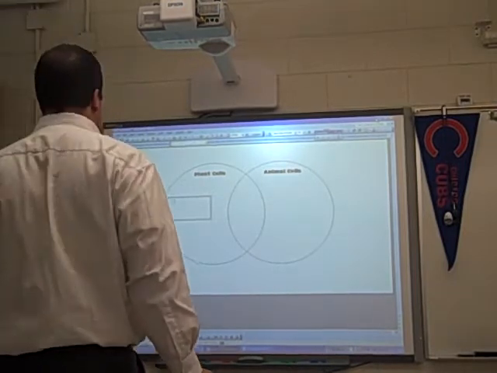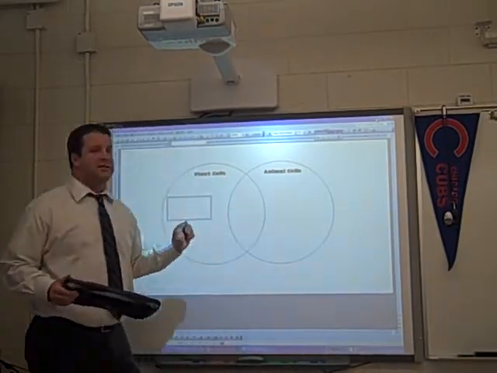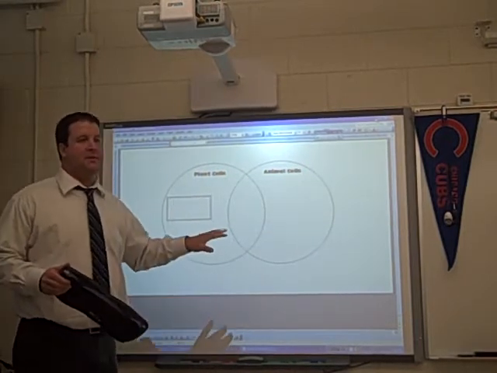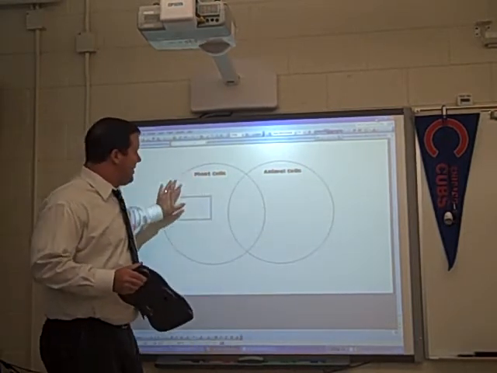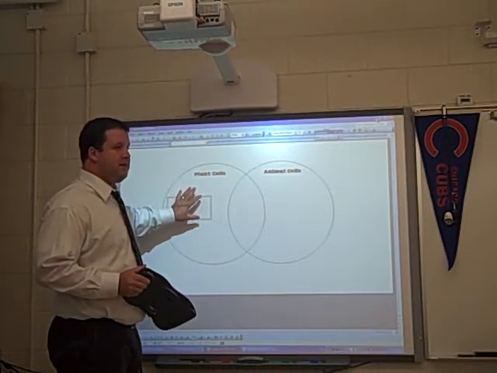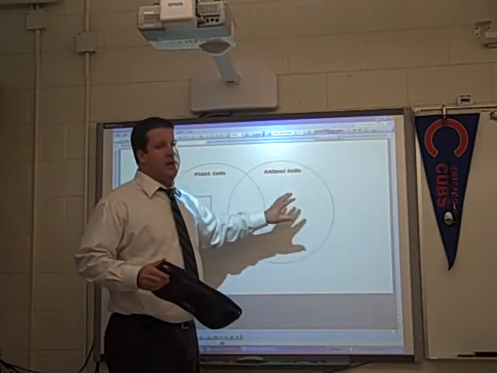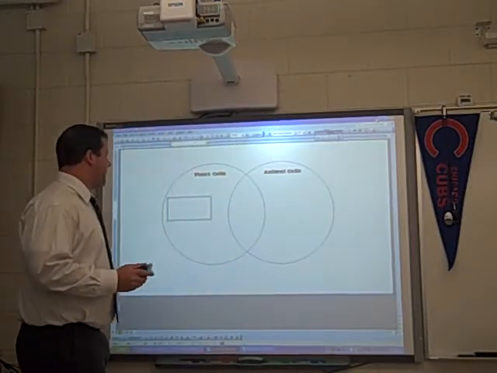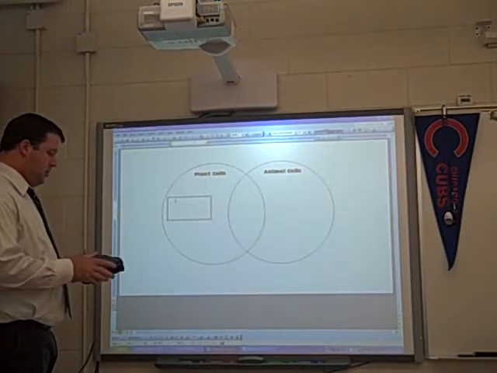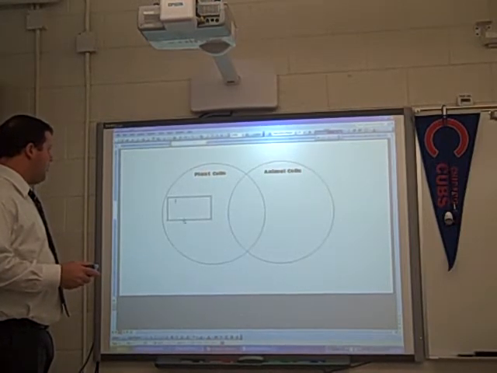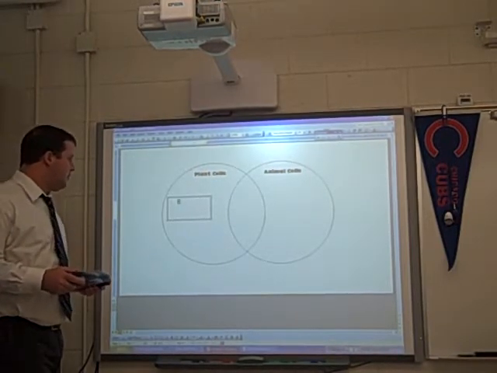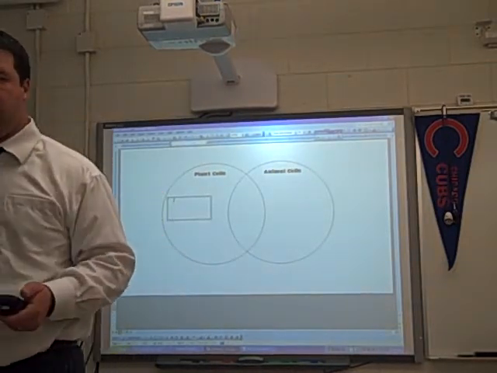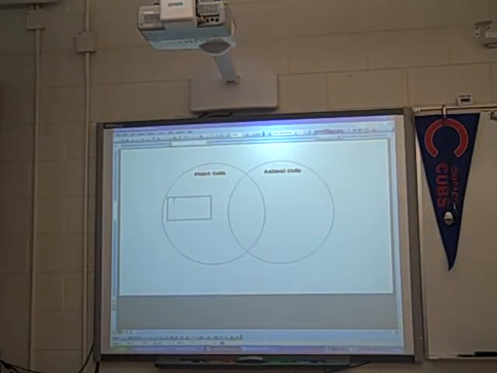Up here we have plant cell and we have animal cell. What's something that we can put in the Venn diagram for plant cell? I know you know what a Venn diagram is, but I always like to review. If it's in this circle, then it has to do with a plant cell. If it's in this circle, it has to do with an animal cell. If it's in the middle, it goes both ways. So what's something that we could write up here for a plant cell? Chlorophyll. Okay, so you should write chlorophyll.